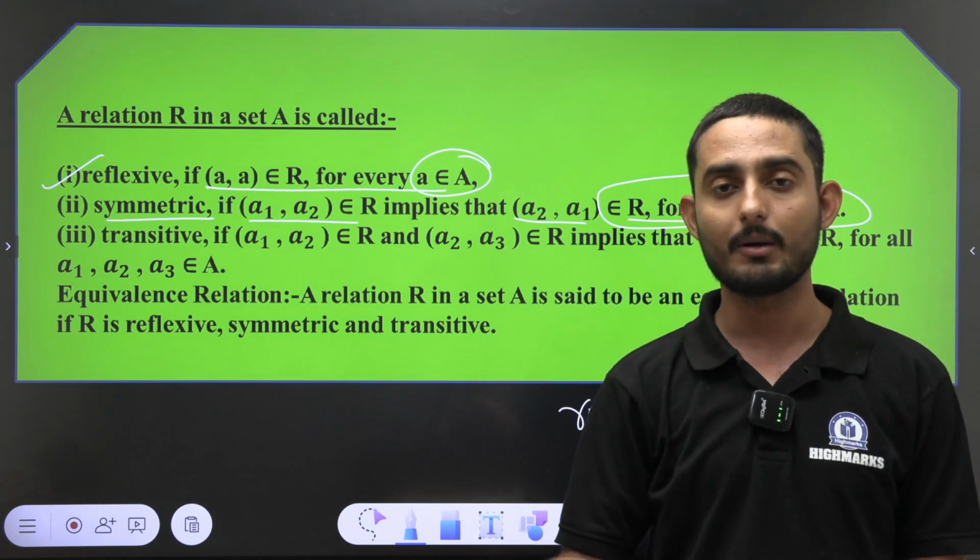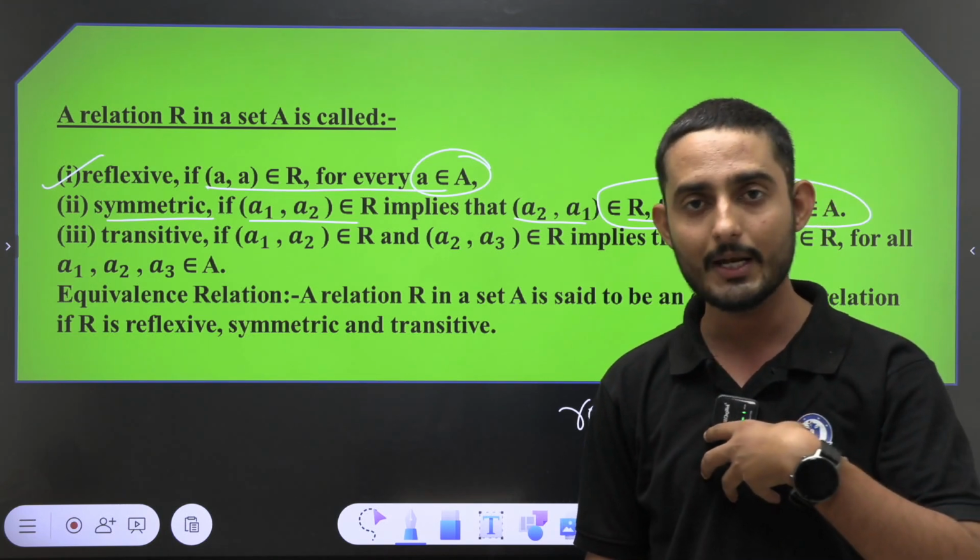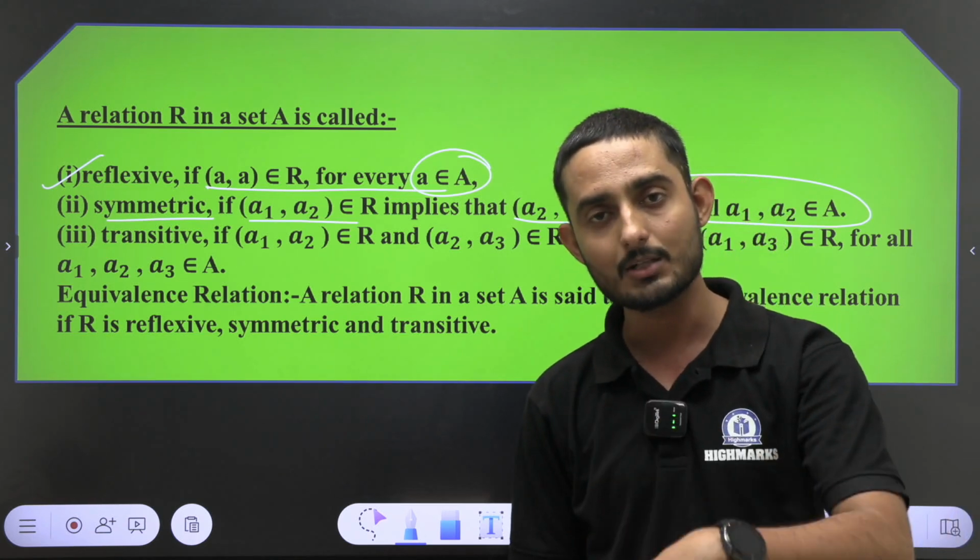And as you know, symmetricity means if I equal you, then you equal me. It means (a1, a2) belongs to R, then (a2, a1) also belongs to R.